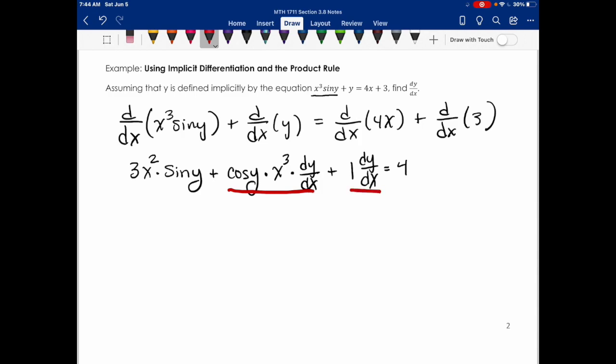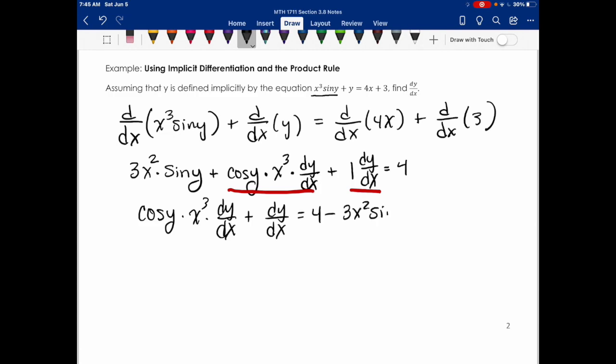If you notice, these terms right here have a dy dx in them, so I want to keep those together on one side and everything else on the other. So I'm going to subtract the 3x squared sine y from both sides, so I'm left with cosine y times x to the third times dy dx plus 1 dy dx, I can just write it as dy dx, is equal to 4 minus 3x squared sine y.